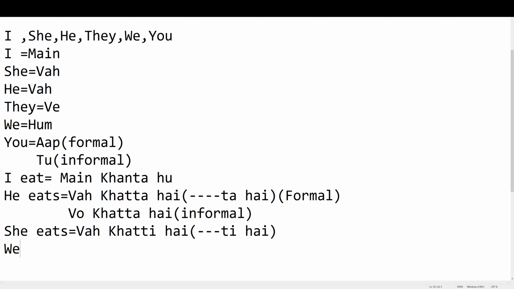Next is we eat. Okay. For this sentence, how will we say in Hindi? हम खाते हैं. Okay. So remember, whenever there is we as a subject, you need to end your sentence with ते हैं. Okay. वो खाते हैं, वो पीते हैं, वो नाचते हैं, वो तैरते हैं. Okay. हम खाते हैं. We eat.